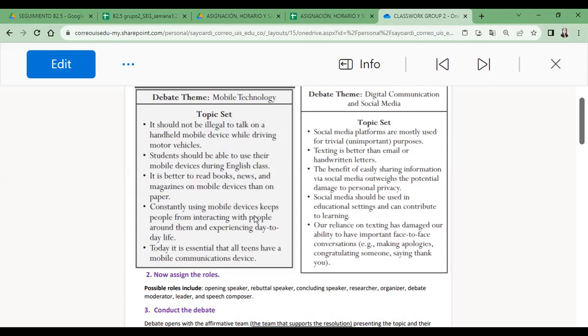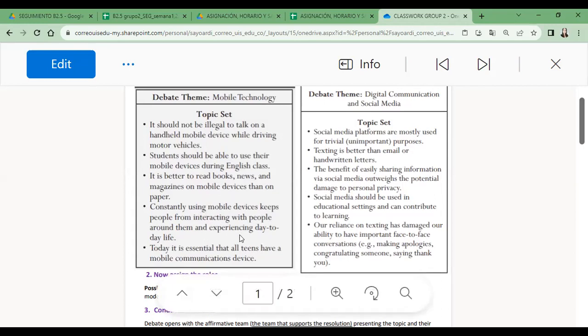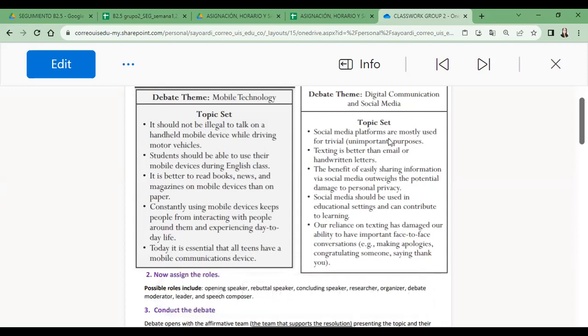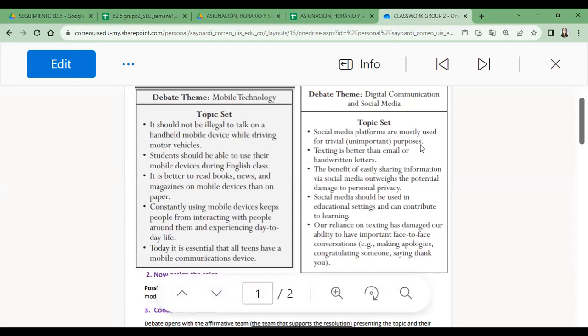Constantly using mobile devices keeps people from interacting with people around them and experiencing day-to-day life. I like that one. Today, it is essential that all teens have a mobile communications device. And on the other side, we have digital communication and social media. Social media platforms are mostly used for trivial purposes. Trivial purposes means they are not important, they are not relevant.